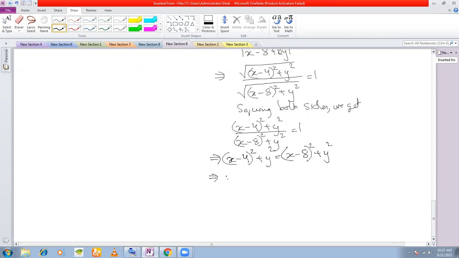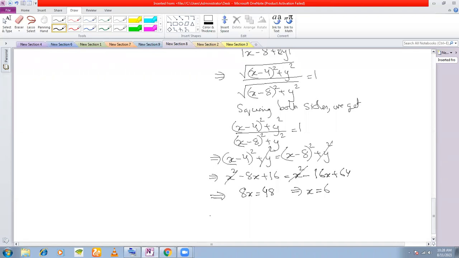Now you expand. x² − 8x + 16. In fact, this y² will cancel, so no point writing y². So you get is equal to x² − 16x + 64. So now again this x² will go. So you'll get 8x is equal to 48. So you'll get x is equal to 6. We have got the value of x.